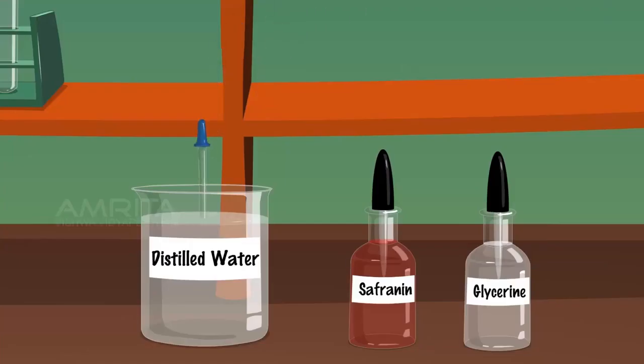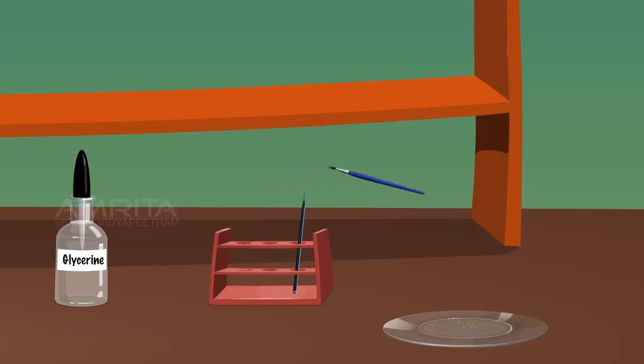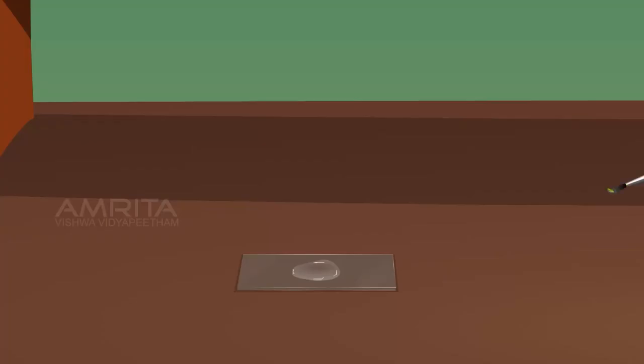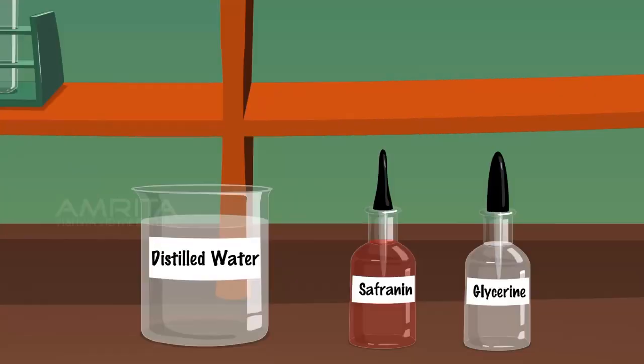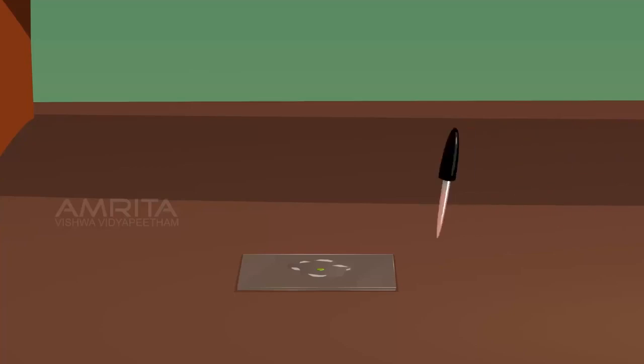Using a dropper, take some distilled water and pour it onto a clean glass slide. Using a brush, select a thin, uniform and complete section and place it on the glass slide. Using a dropper, take some saffron in solution. Pour a few drops of saffron in solution over the section and allow it to stand for 2 minutes.